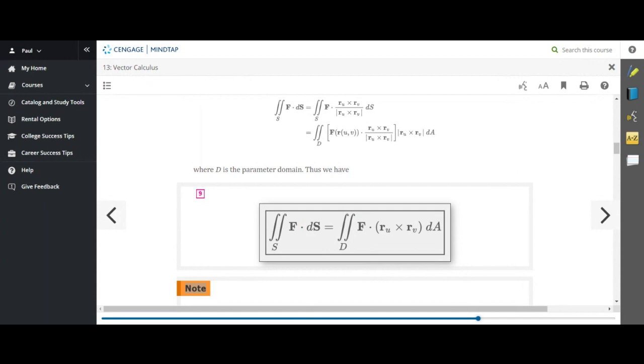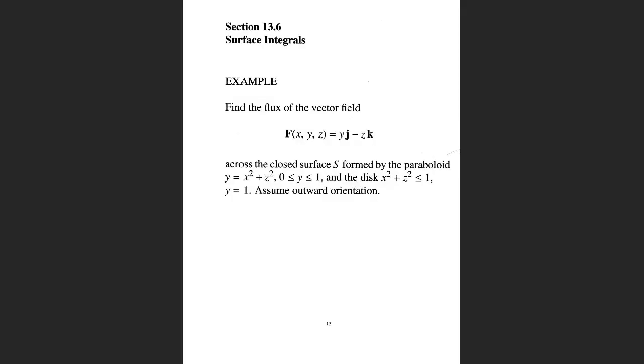Okay, I'll tell you what, let's try a problem out here. Let's try a problem out. Let me find it here. Okay, let me give you a moment to copy this example down, okay?